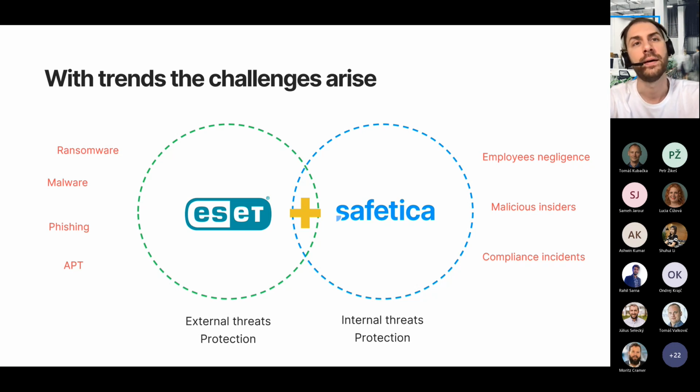But on the other hand, there are negligent employees, malicious insiders, and compliance incidents that altogether can lead to data leakage and quite big losses. So here is where Safetica steps in with its protection against internal or insider threats. And together, I would say we provide a pretty nice combo for data protection overall.